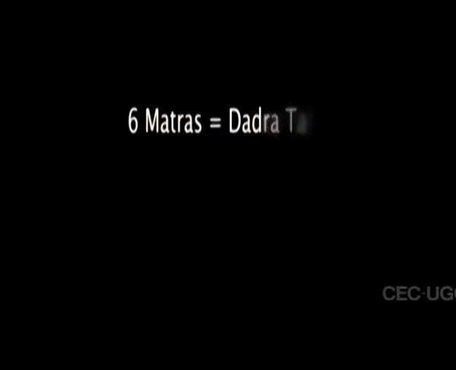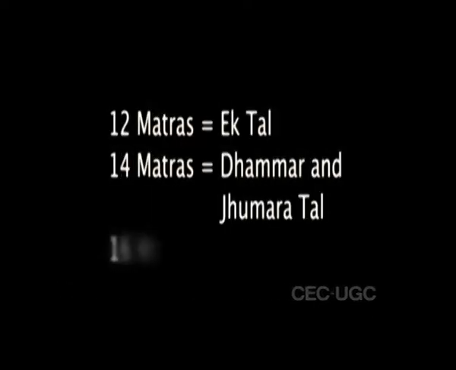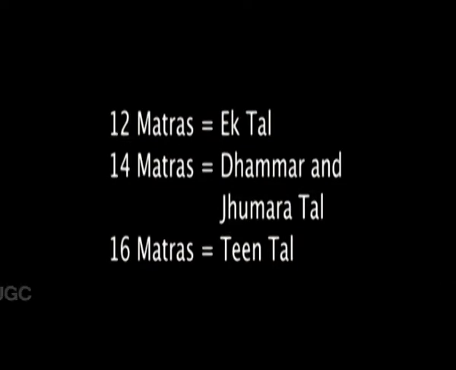Matra or beat is a single metrical unit to measure the time consumed in singing or playing any musical composition. Different numbers of matras generate different taals in music. For example, a group of six matras is called Dadra Taal. Similarly, seven matras make Rupak Taal, eight matras Kehrwa Taal, 10 matras Jhap Taal, 12 matras Ek Taal, 14 matras Dhamar and Jhumra Taal, and a group of 16 matras is called Teen Taal.